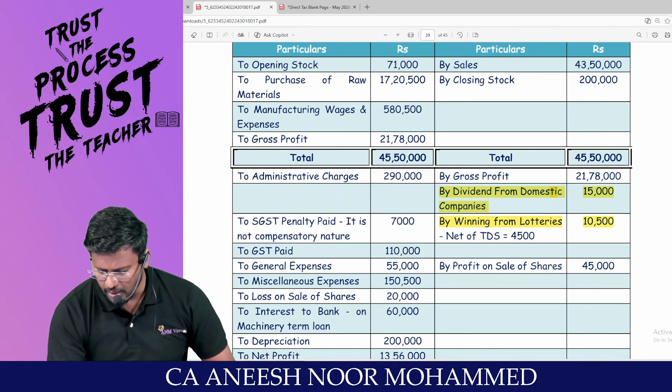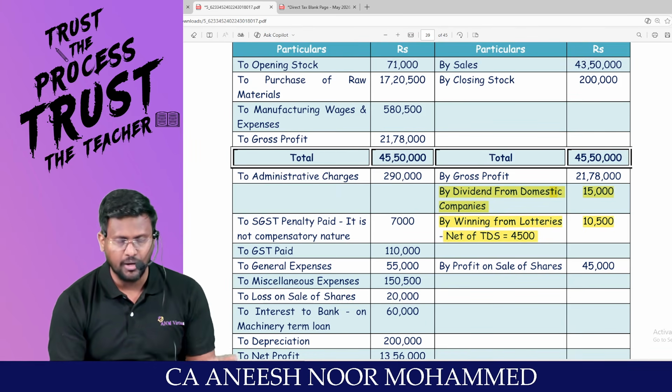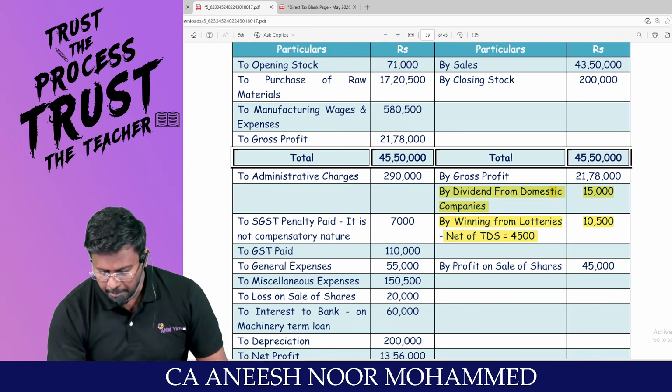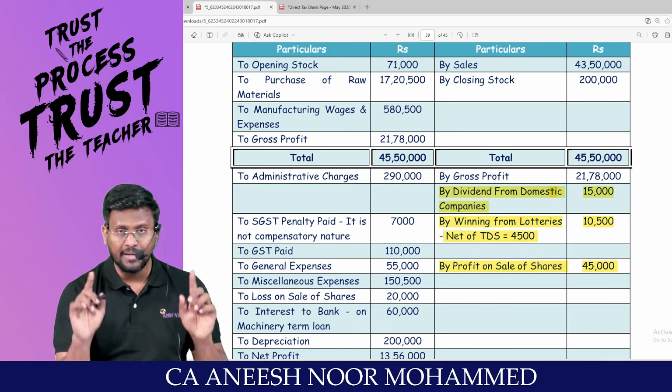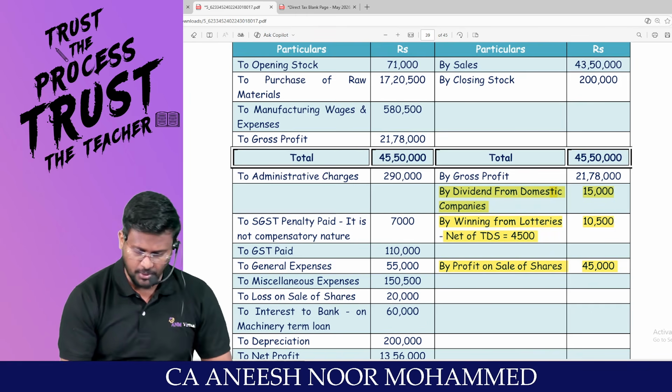Winning from lottery, 10,500. Net of TDS, remove 10,500 from PGBP, include 15,000 in IFOS. By profit on sale of share, deduct 45,000 from PGBP, include under capital gain 45,000.